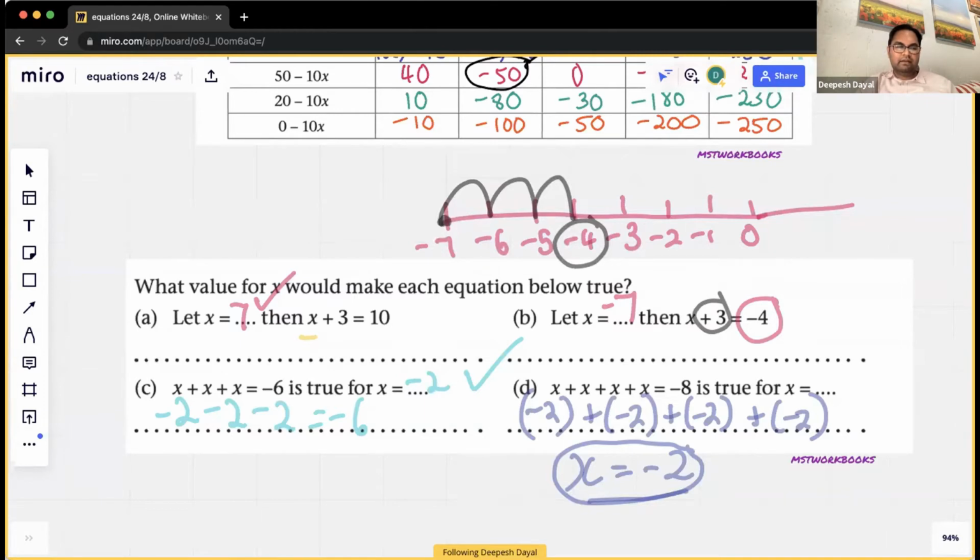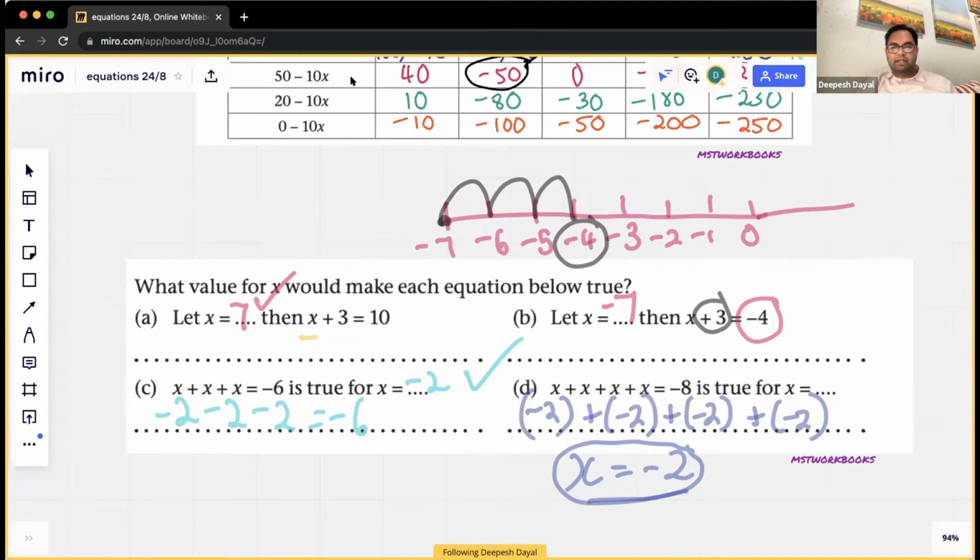Sir, so when it asks like number C, do you have to find the value of the x's in every answer that you get like that? The x value will be the same because here it's just x and x and x. So technically it's 3x, right? So 3 times something will give you -6 if you want to look at it like that. Does that make sense?